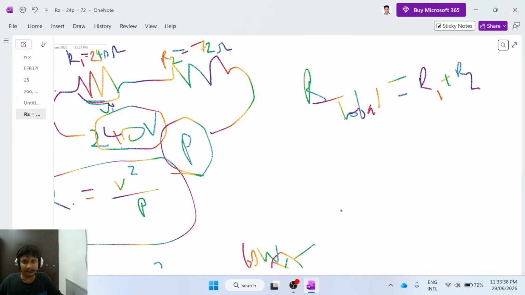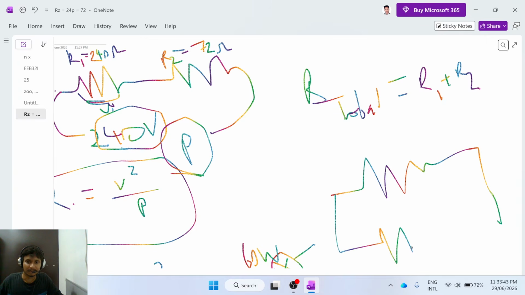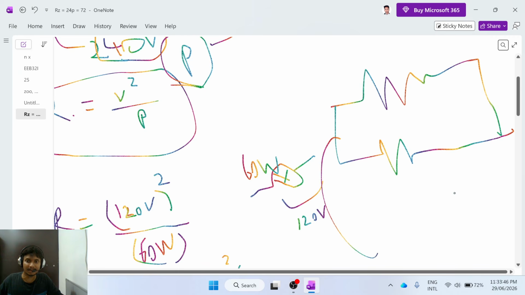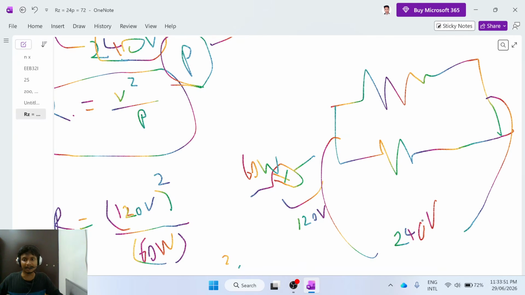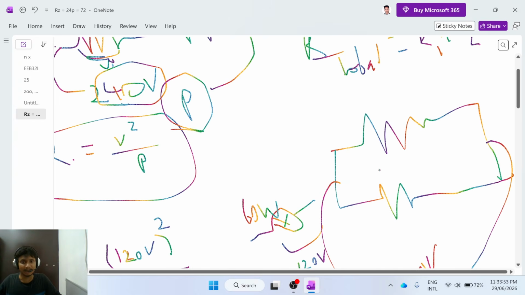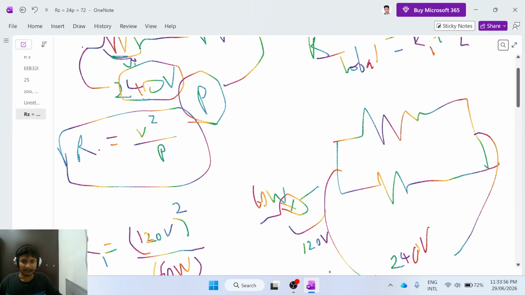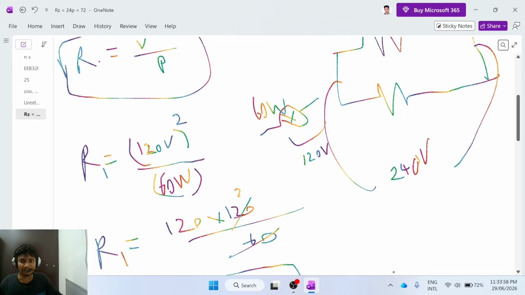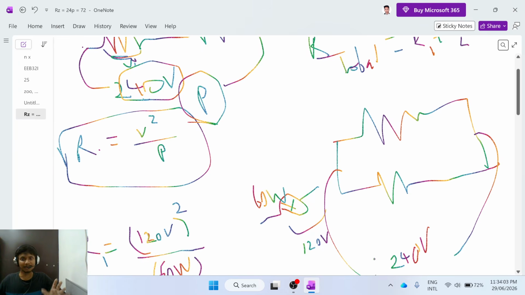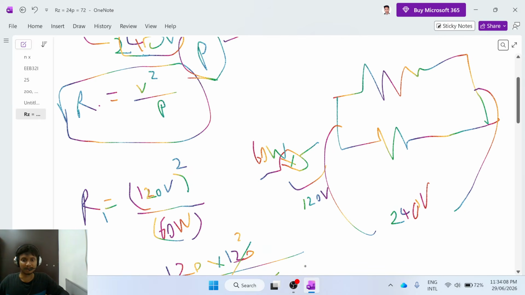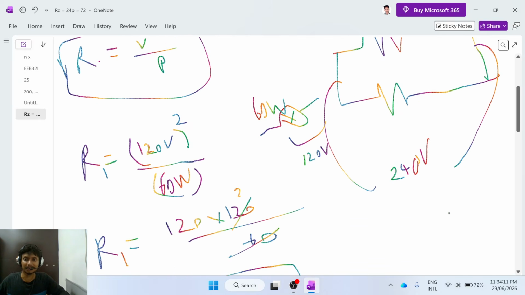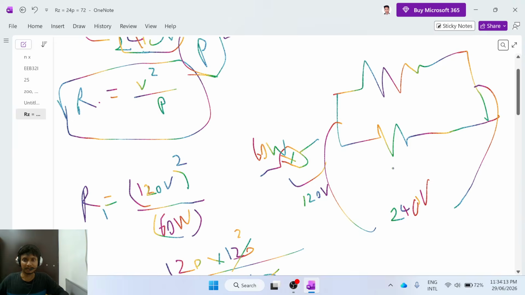If the resistors are in parallel like this, 240 volt. Sometimes they may ask like that in our GATE exam. They may ask the question, the bulbs are connected in parallel. Therefore, please refer to this also. We can discuss all the things. We don't need to focus on only one question. We discuss another part also. If they ask that question, we can answer it.